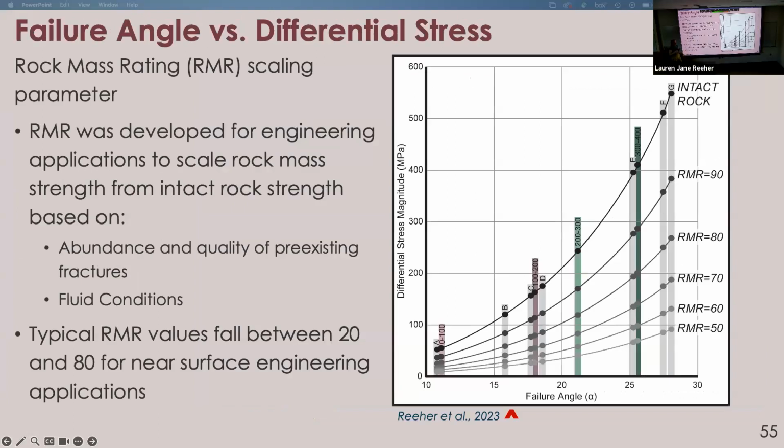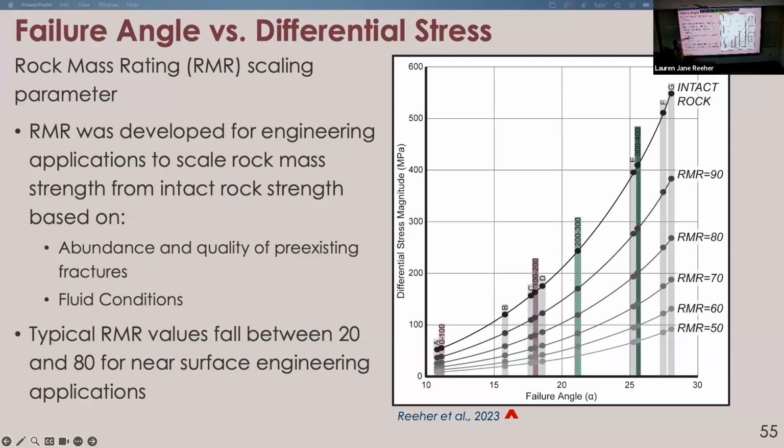Okay, so we're trying to use that nonlinear failure criteria we defined to relate the failure angle we observe to differential stress magnitudes. The problem with that is the failure criteria we defined was based on intact rock in a laboratory setting, so it's not taking into account fluid pressure or pre-existing weaknesses in the rock. So it doesn't really represent the strength of the rock mass, and that's what we're really trying to get at: what's going on with the strength of the rock mass.